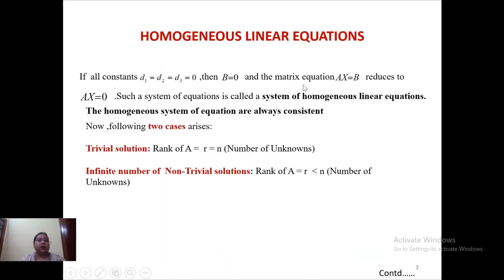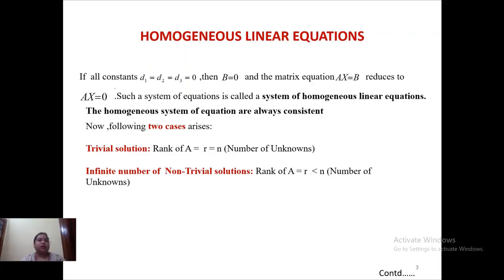Homogeneous linear equations: if all the constants d1, d2, d3 are 0, then B equal to 0. Then the matrix equation AX equal to B reduces to AX equal to 0. Such a system of equations is called a system of homogeneous linear equations. A homogeneous linear system is always consistent; a solution always exists.